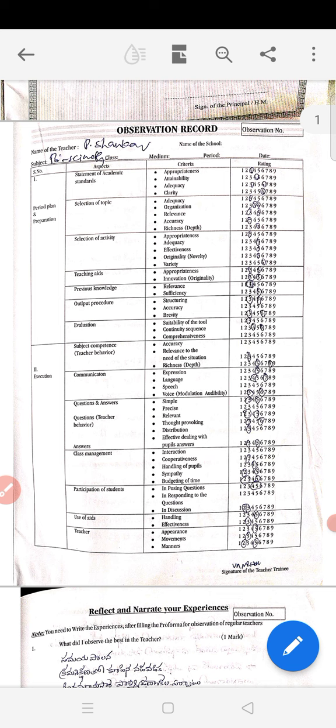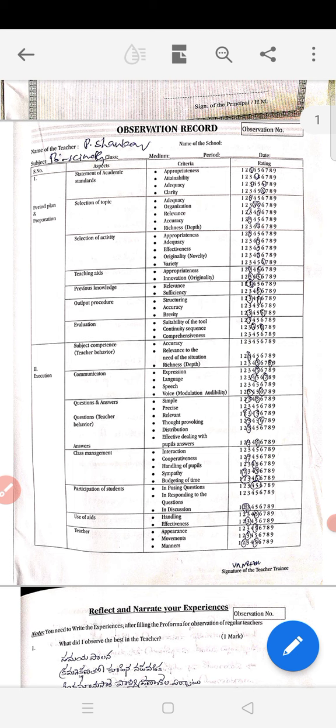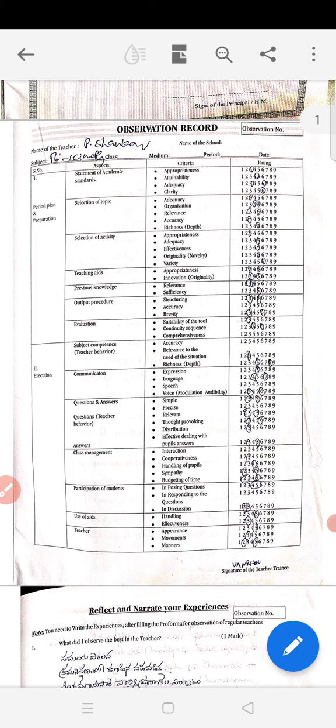So in period plan preparation, the first one is how the period plan is written by that teacher. Before going to teach inside the classroom, you are going to observe the period plan of that teacher, how he has prepared for this class. In that period plan, for each and every subject and each and every method, the statement of academic standards will be there.